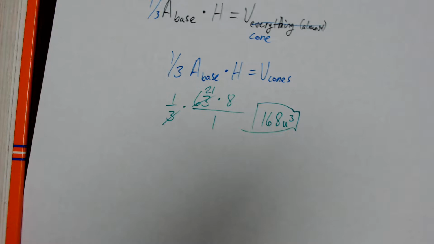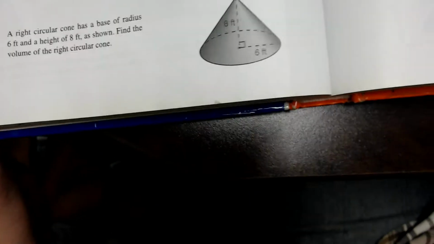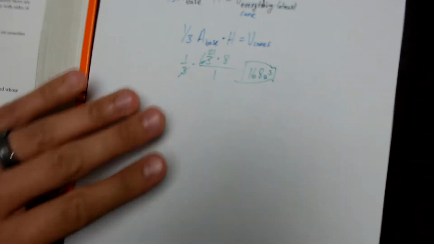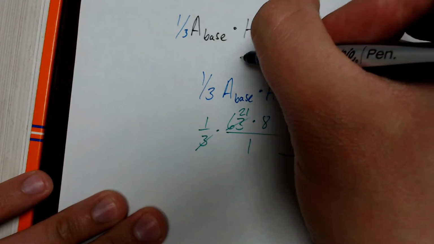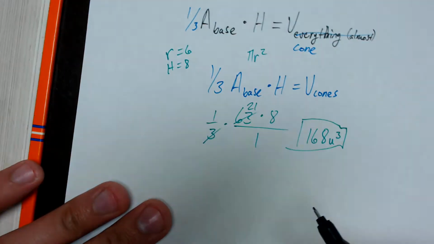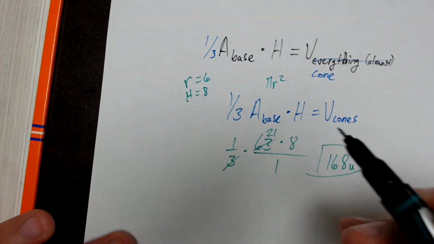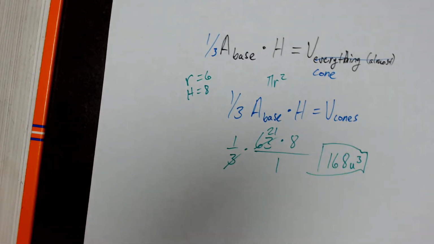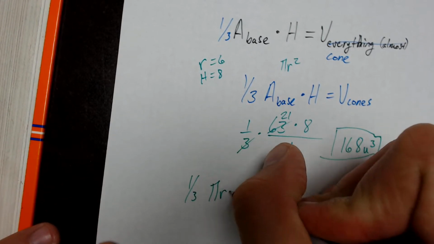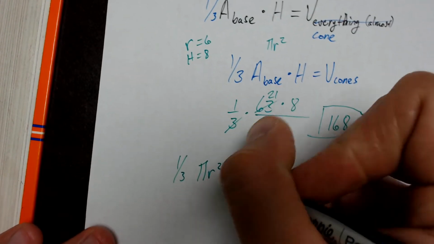Now, what if we're doing the volume of a cone with a circular base? So let's try this one. We have a radius of 6 on the base and then a height of 8. So in this case, the area of our base is going to be pi r squared. Sorry, this is a little jumbled. So what we're going to do is have 1/3 times pi r squared, the area of our base, times our height.